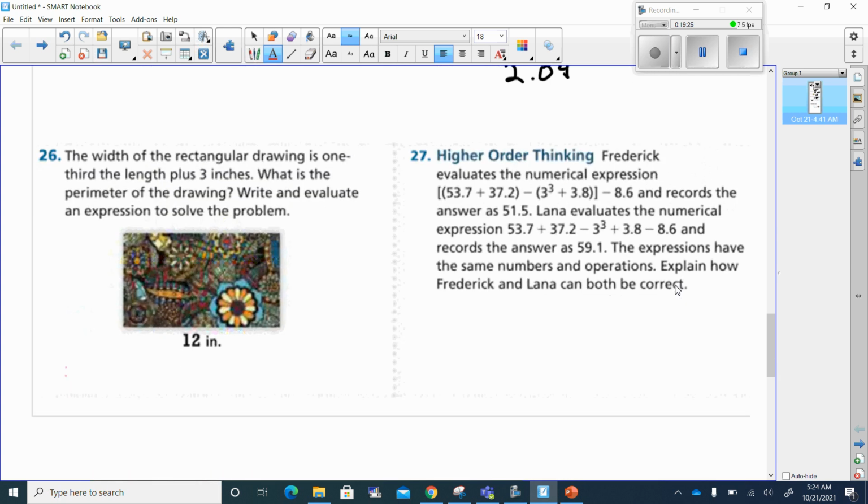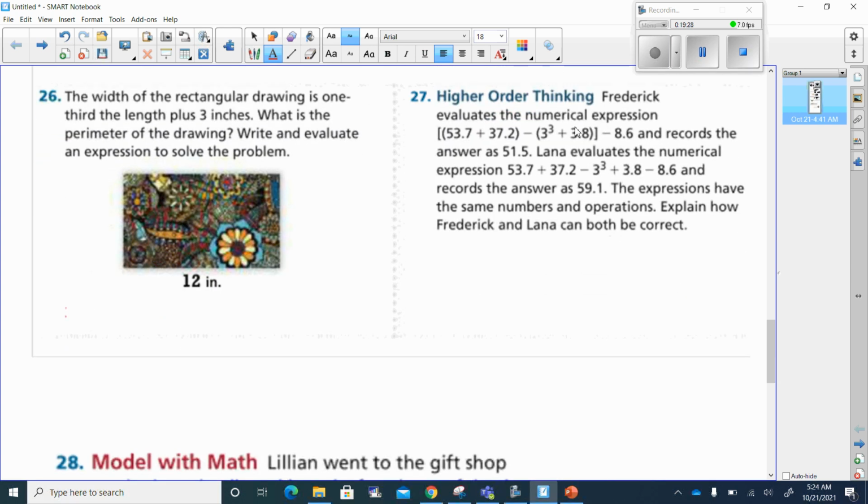Oh, maybe not. Higher order thinking question. Frederick evaluates the numerical expression that he has here and records the answer 51.5. Lana evaluates the numerical expression and records the answer as 59.1. The expressions have the same numbers and operations. This is true. I see all the same numbers in here. Explain how Frederick and Lana can both be correct. They can be correct because when you put these brackets and parentheses in places, you have to go ahead and perform those operations first. That's pretty easy.